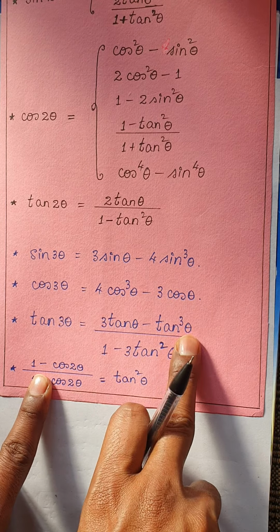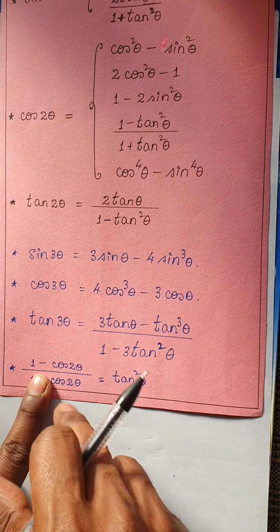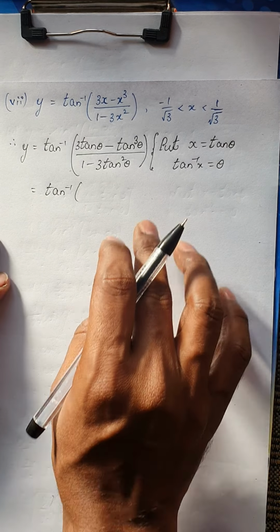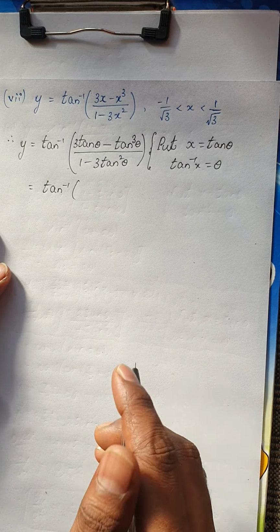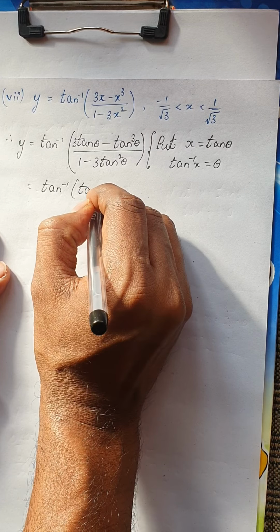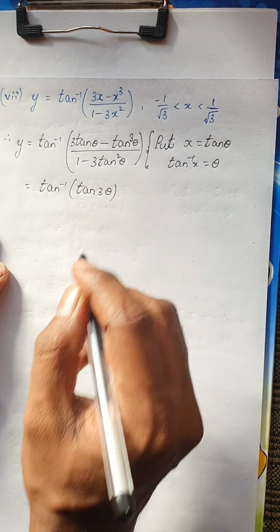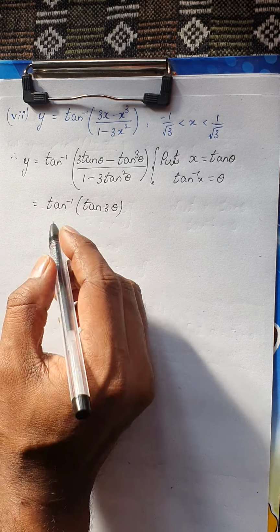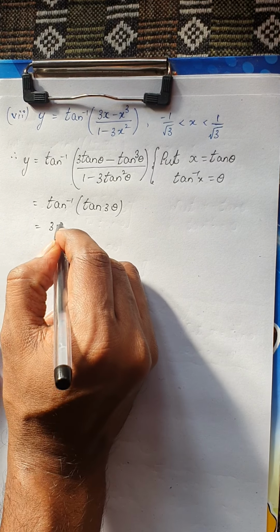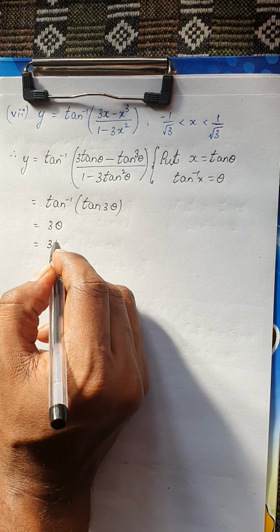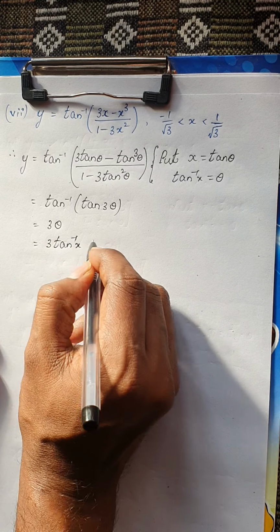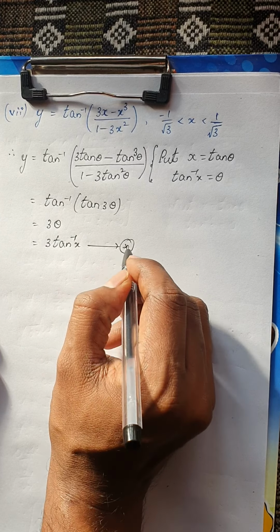So 3 tan theta minus tan cube by 1 minus 3 tan square is tan 3 theta. So use it here. So this result I am going to get as what? Tan 3 theta, isn't it? Now tan and tan inverse will be nullified. I am going to get 3 theta. This is nothing but 3 times, what is theta? Theta is tan inverse of x. Use it as equation star.